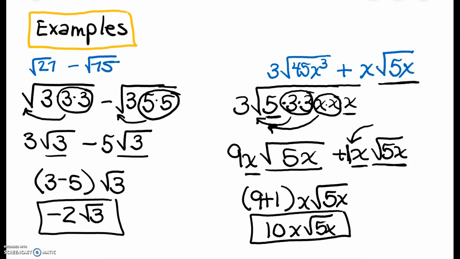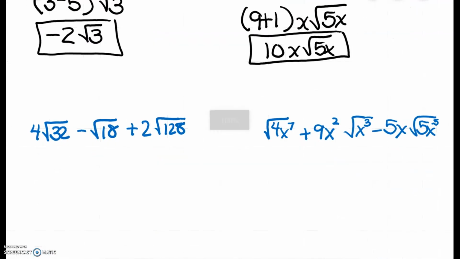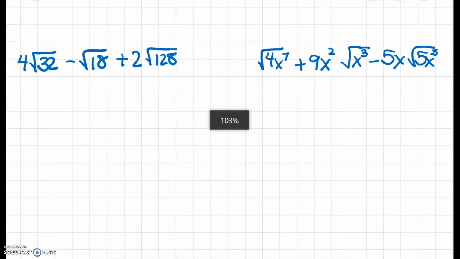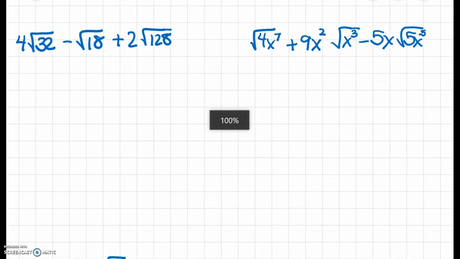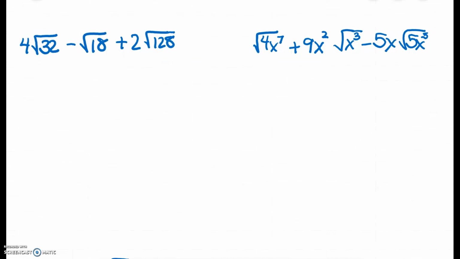All right, let's move on to something maybe a little bit more difficult, but not too bad. Let's take a look at these two examples. So when we take a look at these examples, we fully notice that all three of these radicals are not like radicals. So what can we do with these radicals? Let's try and reduce them.